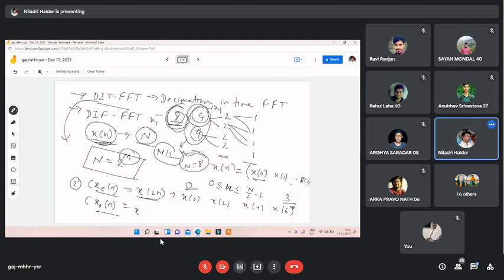Xon will be what? x of 2n plus 1. That will also vary from 0 to N by 2 minus 1. If you put the value n equal to 0, what will be? x1, x3, x5, x7. So these odd values will be taken by xon. So what we are doing is splitting xn into two parts, x even n and x odd n.